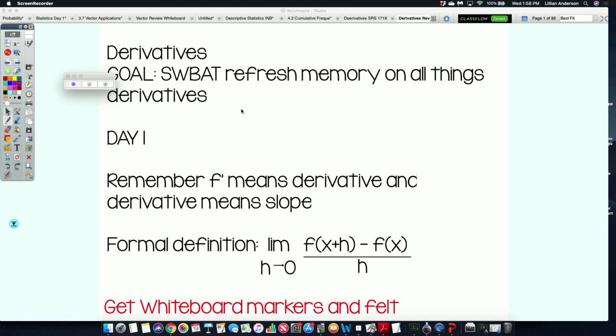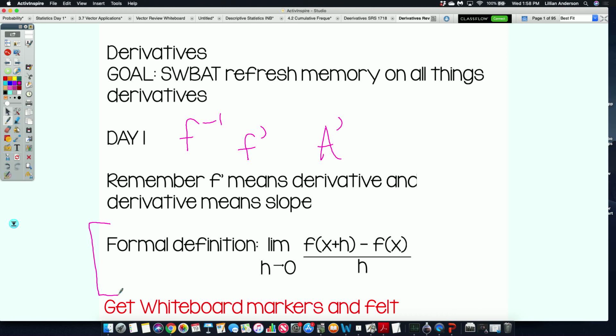Derivatives. We're starting day one, remembering all things derivatives. Remember the apostrophe means derivative, not to be confused with this notation as well, which means what? Inverse. And when the apostrophe is associated with a lowercase letter, that usually indicates a function, not to be confused with a capital letter, which actually means complement of a set. You think probability. Okay? Derivative also means slope, and we started out with the formal definition of a derivative, which is given to you in the reference booklet, which is very rarely used, but is where derivatives even derived from.